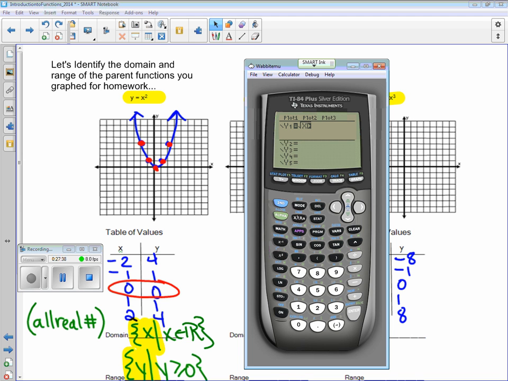Now, Tim asked a great question. In the old calculators, with the old operating system, you had to put parentheses. But these calculators have updated operating systems, so the square root bar kind of keeps going. You don't have to worry about parentheses. Okay? So let's graph this guy.